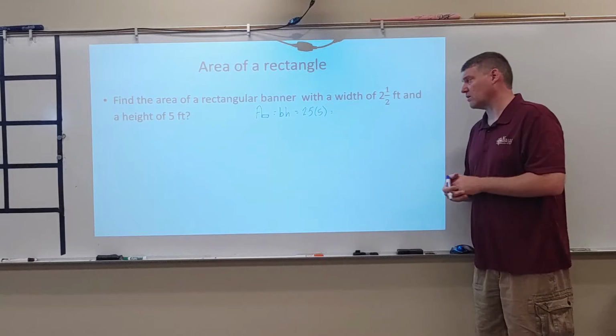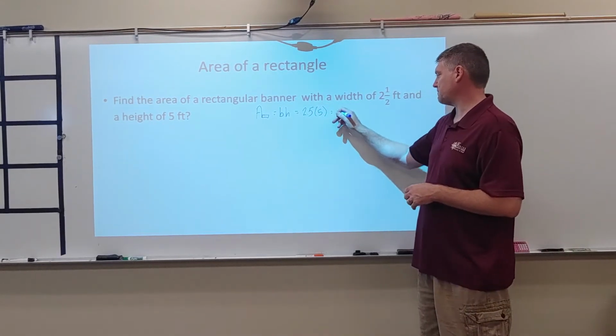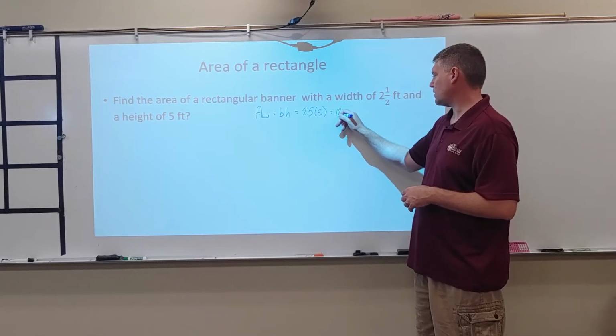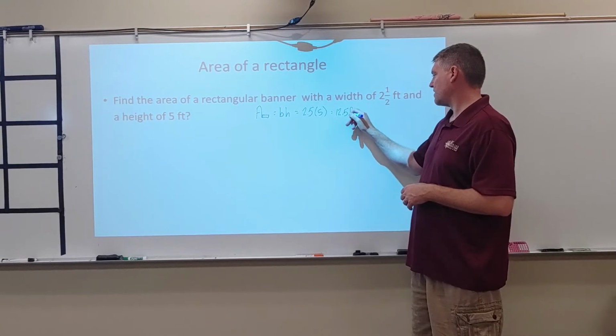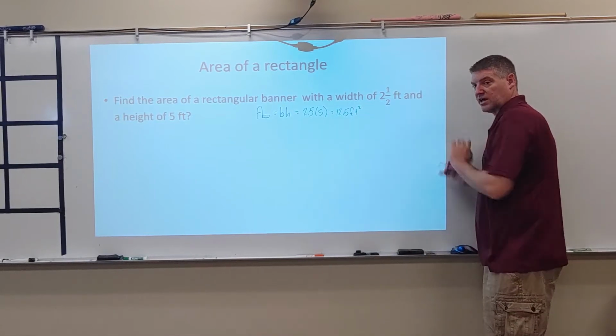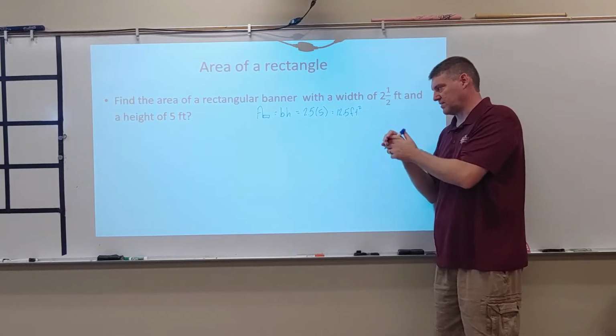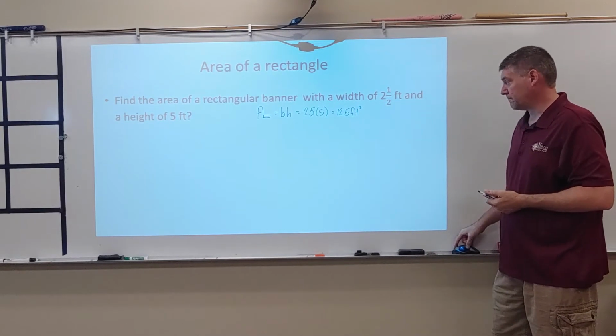You can use a calculator. You can do mental math. 2.5 times 5 is 12.5 feet squared. Please make sure that you put in your units here. So it's feet squared. I have feet on the bottom, feet on the side, so I have feet squared.